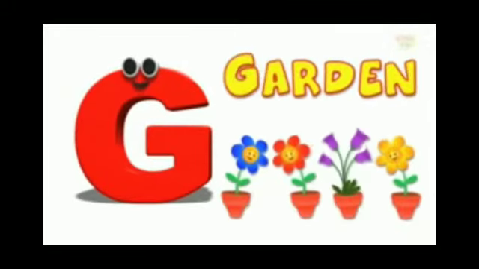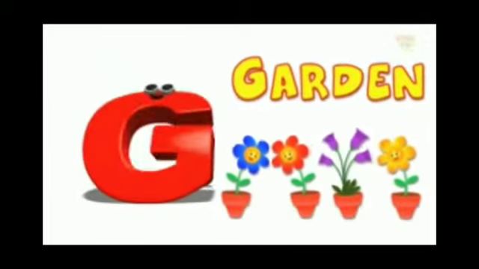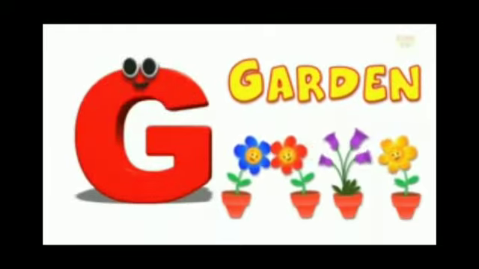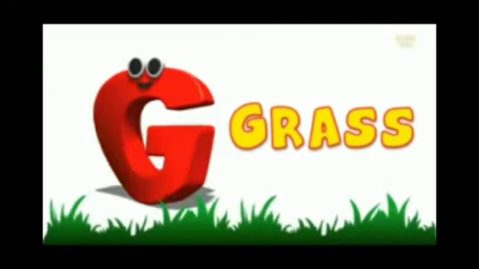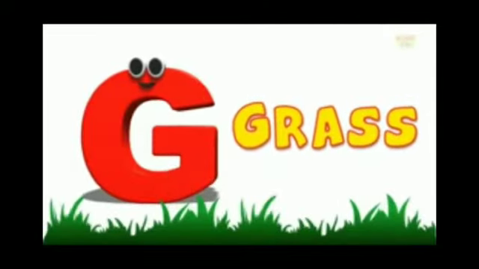Here comes the letter G. G is for garden. G, G, garden. G is for goat. G, G, goat. G is for grass. G, G, grass. G is for green. G, G, green.